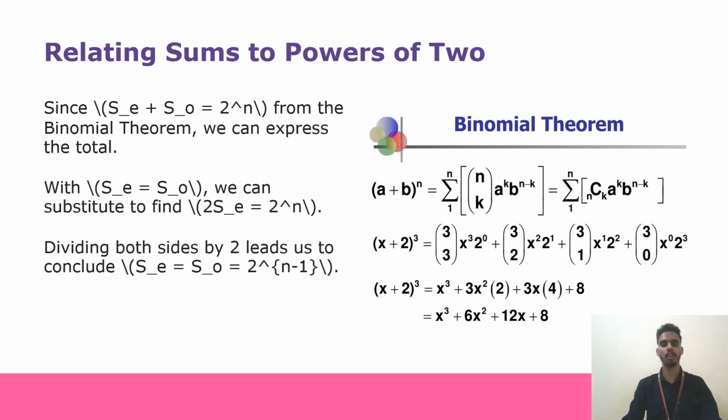Relating sums to power of 2. Since Se plus So equals 2 power n from the binomial theorem, we can express the total. With Se equals So, we can substitute to find 2Se equals 2 power n. By dividing both sides by 2, we conclude Se equals So equals 2 power n minus 1.